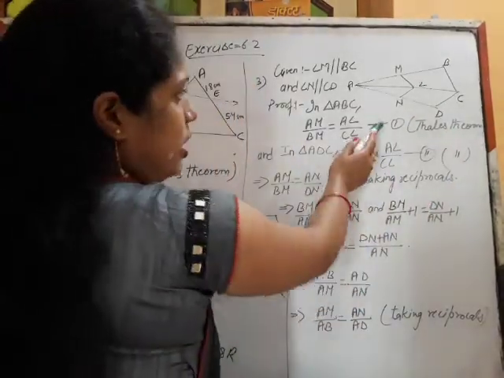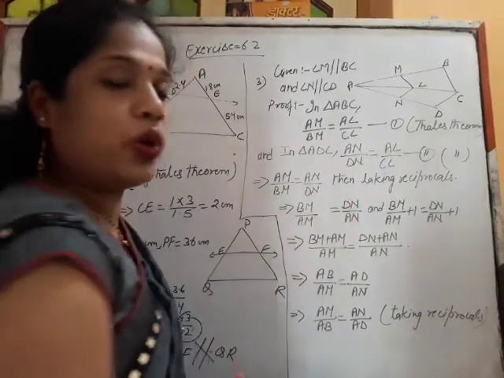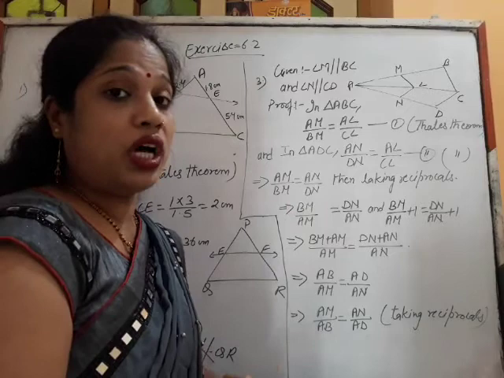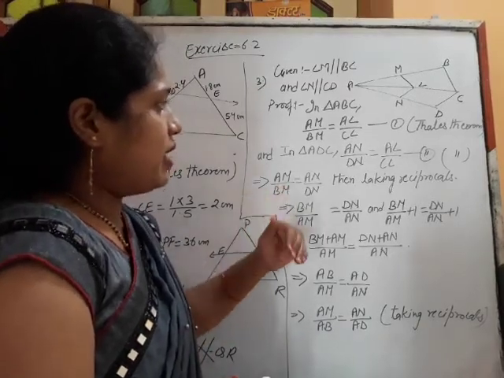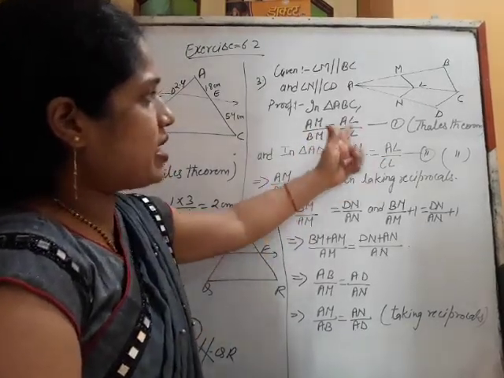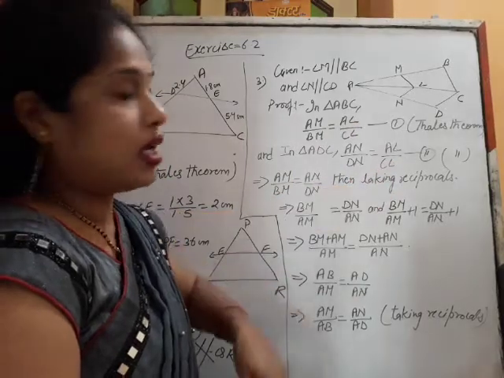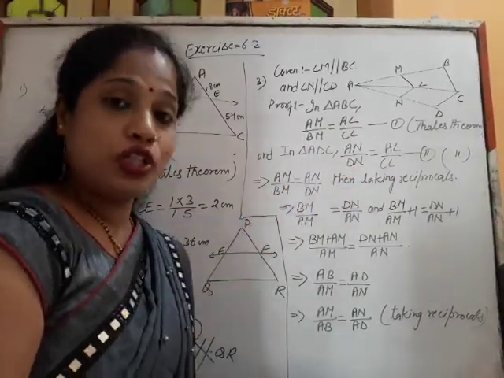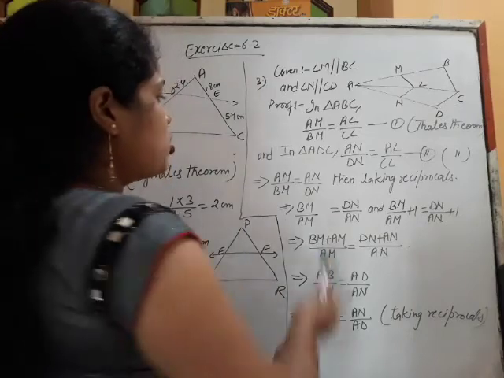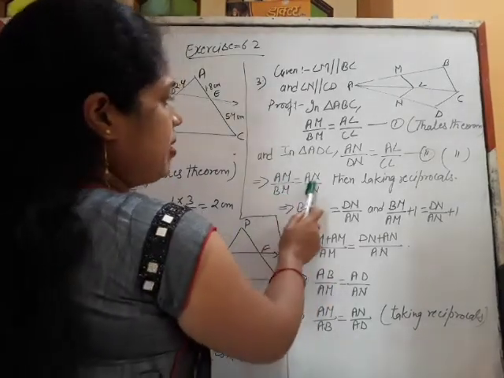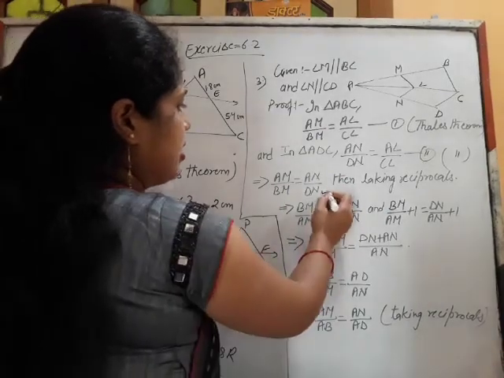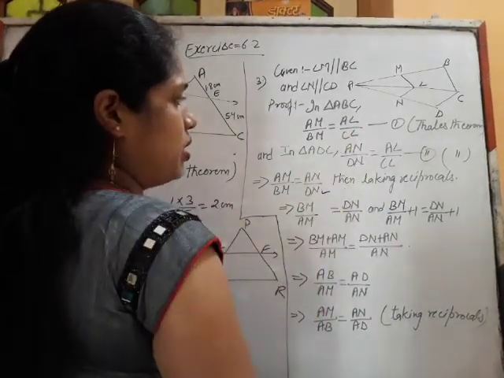Now, if we compare these two equations, we reach the statement that the right hand sides are equal in both the equations. So the left hand sides also will be equal to each other, right? So we have AM upon BM equals AN upon DN. This is the result by comparing these two equations.